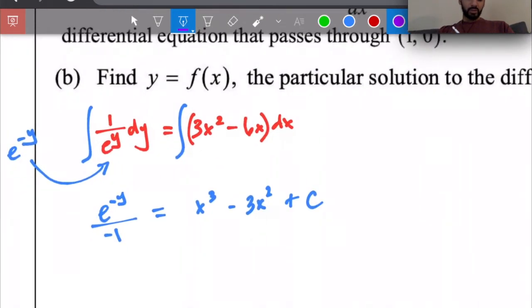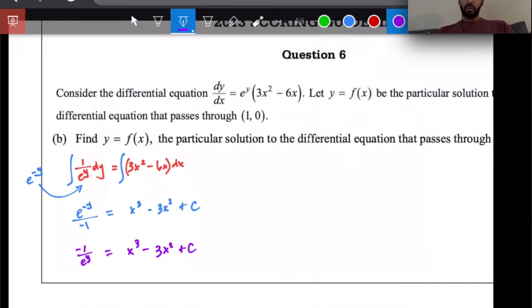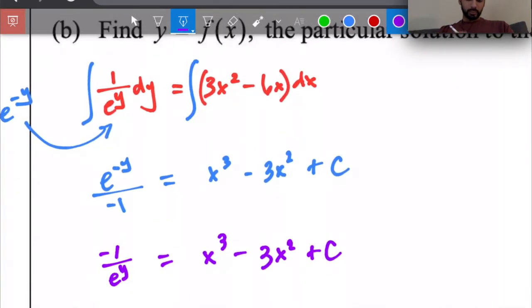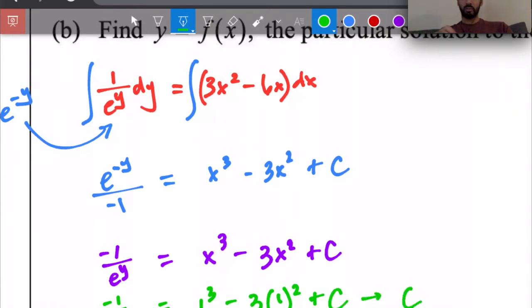I can rewrite this term over here, negative 1 over e to the y, equals x cubed minus 3x squared plus c. The coordinate I'm plugging in is 1, 0. So negative 1 over e to the 0 equals 1 cubed minus 3 times 1 squared plus c. So this will tell me that c is equal to, so this entire thing right here, e to the 0 is 1, negative 1 divided by 1 is negative 1.